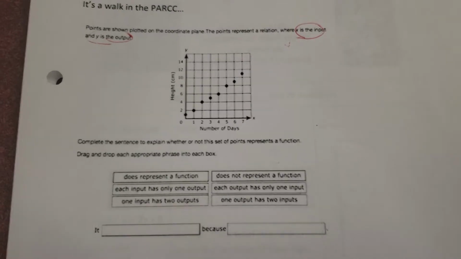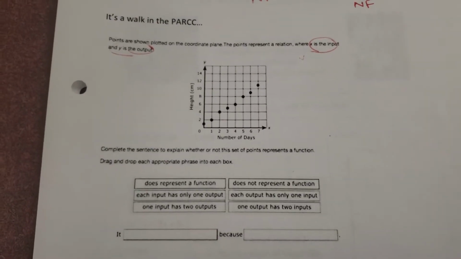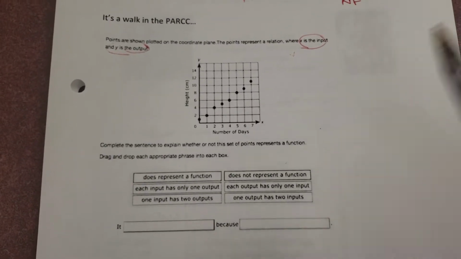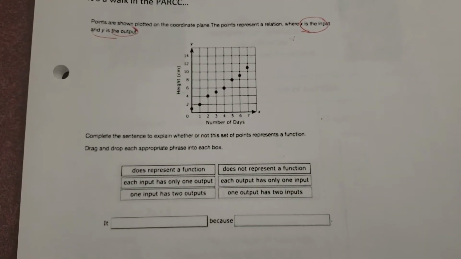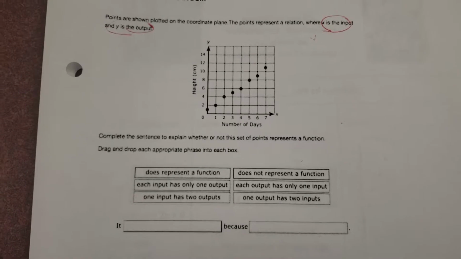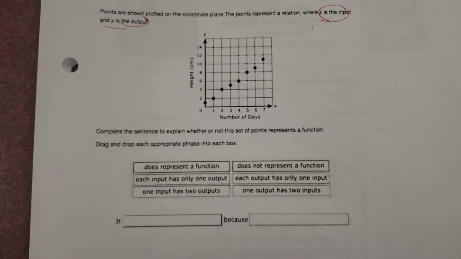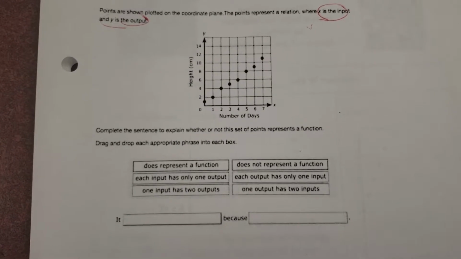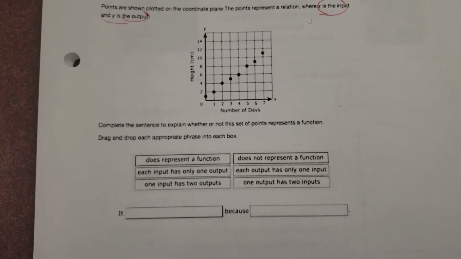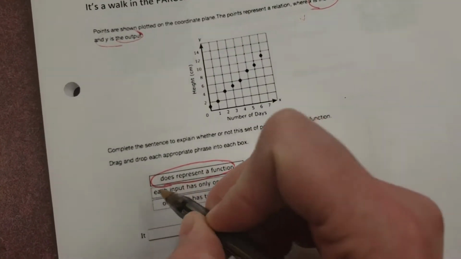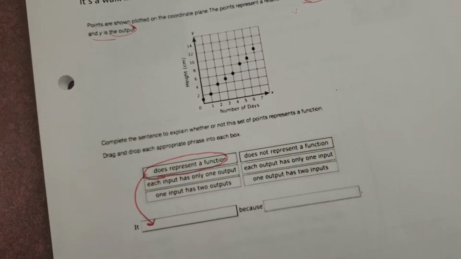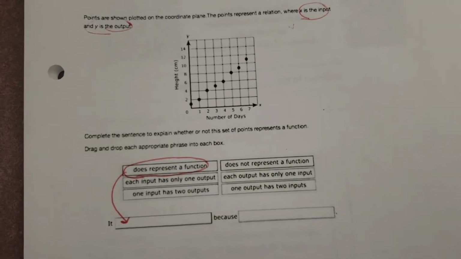All right, first of all, would this pass a pencil test? Yeah, absolutely. If I cross a vertical line across here, it's only going to intersect one point at a time. So that's just one way that you can prove that this is going to be a function. This is a relationship of numbers, and it does represent a function. But why?